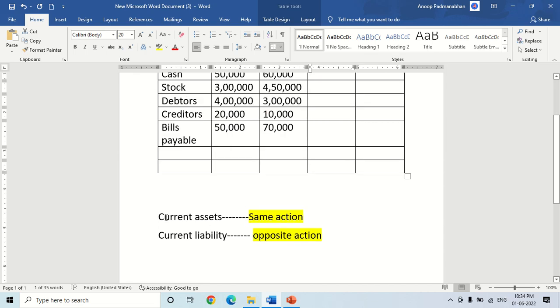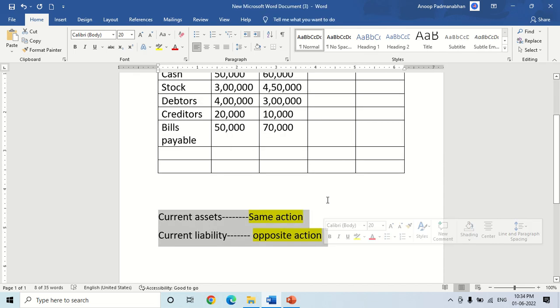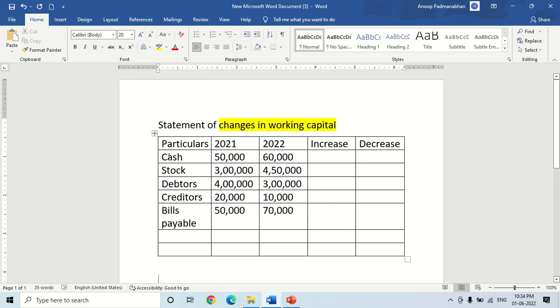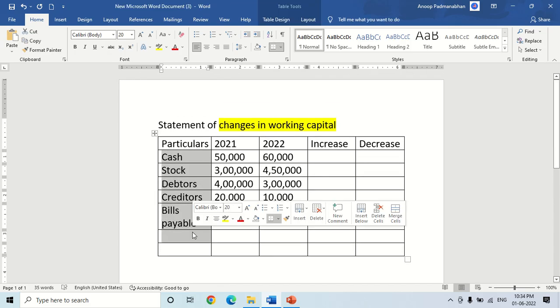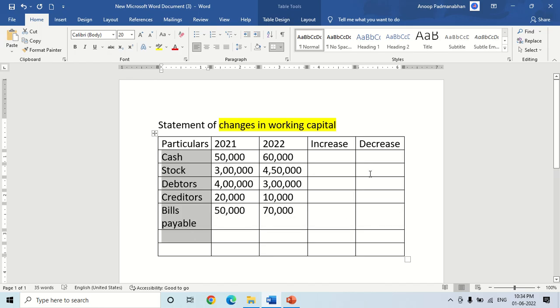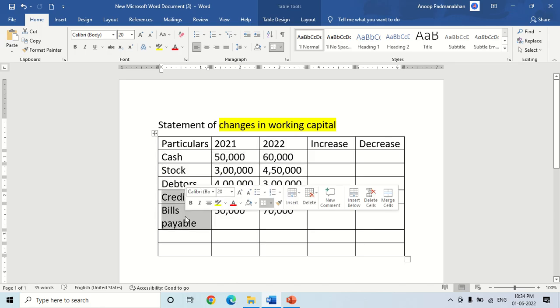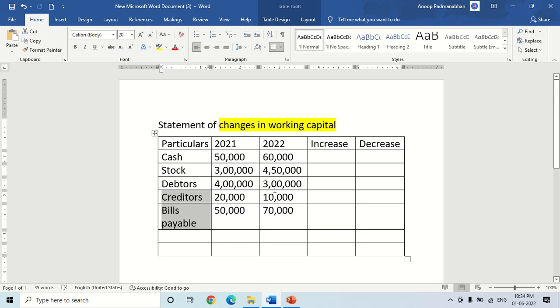So every time you have to remember these two things. Here I have randomly written the values of some current assets as well as current liabilities. The question I am not sharing; I just filled the values randomly. The items are cash, stock, debtors, all these are current assets, and creditors, bills payable, these are current liabilities. First we are going to see the current assets, and what is the impact on your working capital.